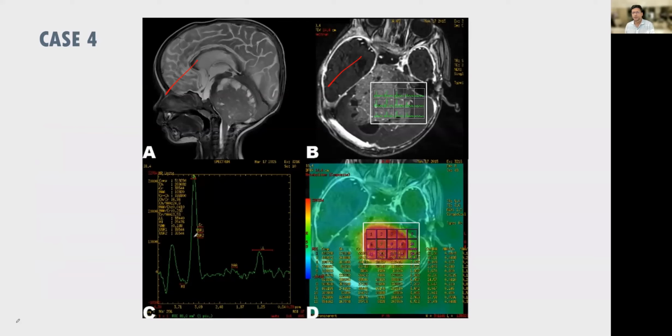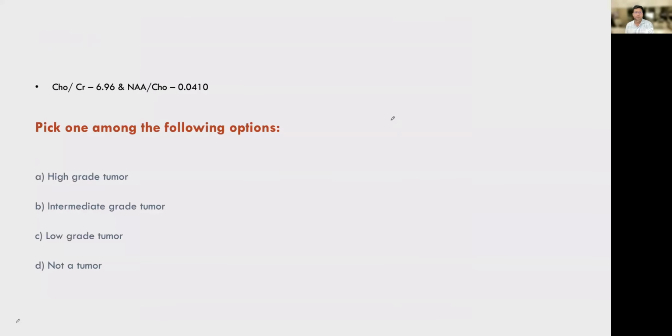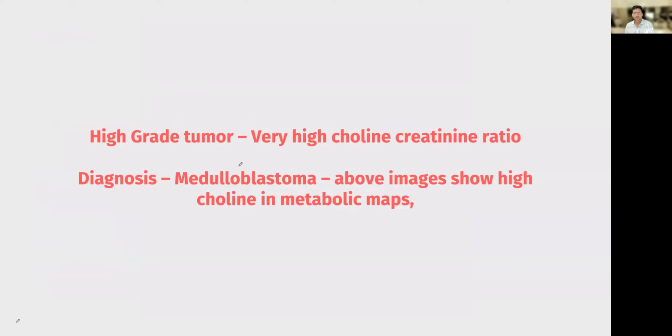What is the metabolic map showing? The metabolic map is not showing necrosis. It is showing choline. There's a choline metabolic map. You have to look at the cellularity, the choline metabolic map. So this is a high grade tumor. Very high choline creatinine ratio, medulloblastoma.